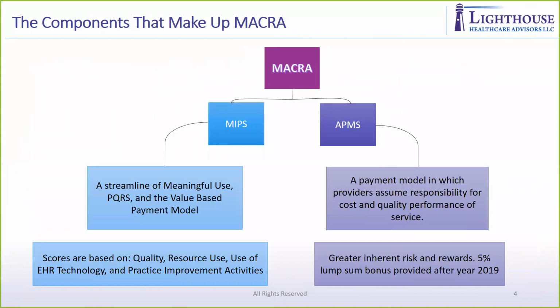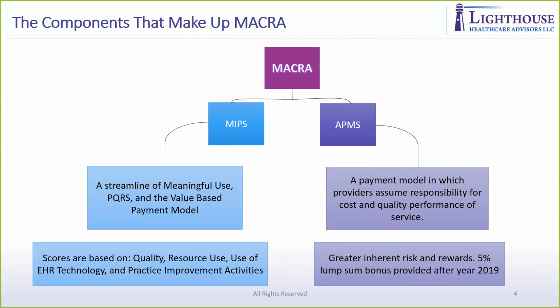So what are the components that make up MACRA? MACRA is composed of MIPS and APMs. MIPS is the Merit-based Incentive Payment System, and APMs is the Alternative Payment Model. We're going to focus on MIPS, so I'll explain APMs first.